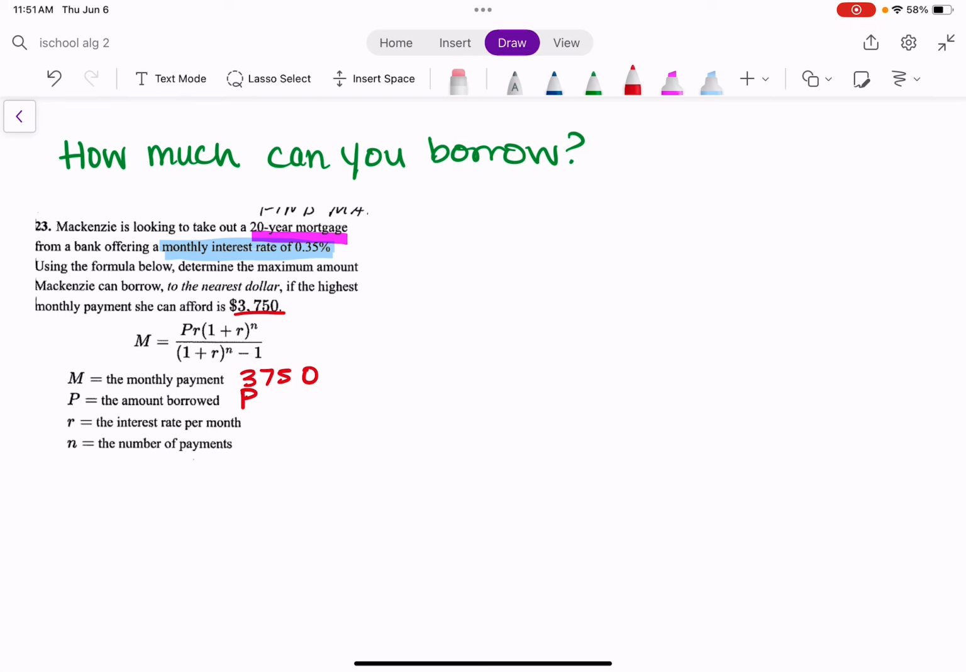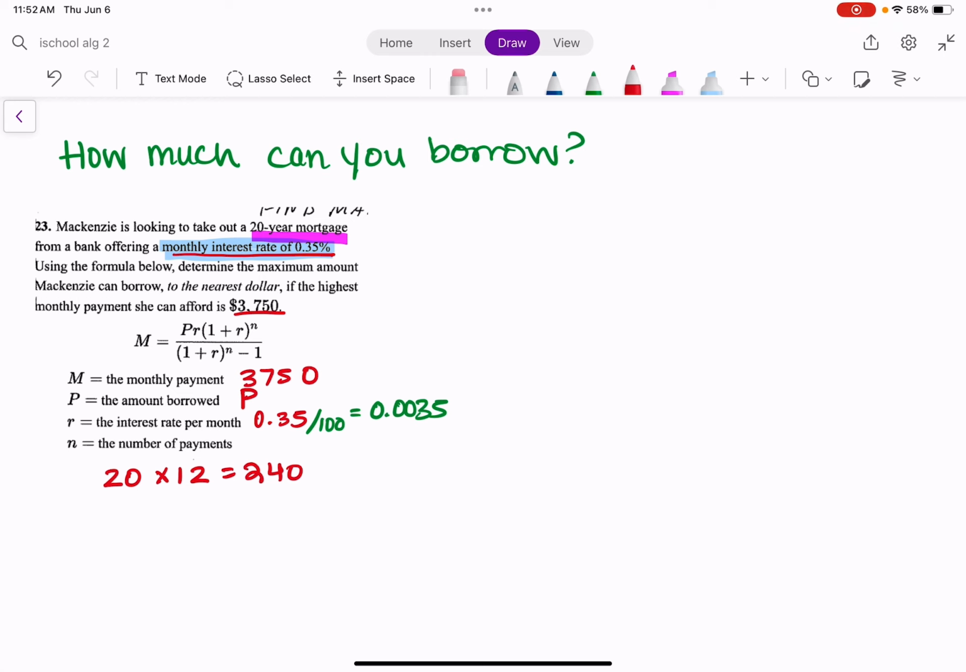Now, for the interest rate per month, luckily, it already gives us the monthly interest rate. So it's 0.35, but remember, we have to divide it by 100, so it's actually going to be 0.0035. And then the number of payments. So she wants a 20-year mortgage, but she's going to pay each month. So we have to see how many months are in 20 years, so I can multiply it by 12. If you put that in your calculator, you're going to get 240. So essentially, she's making 240 payments over 20 years.